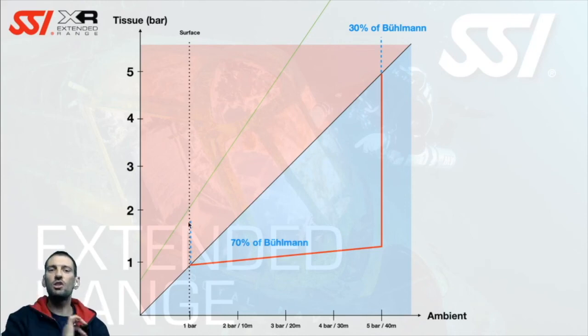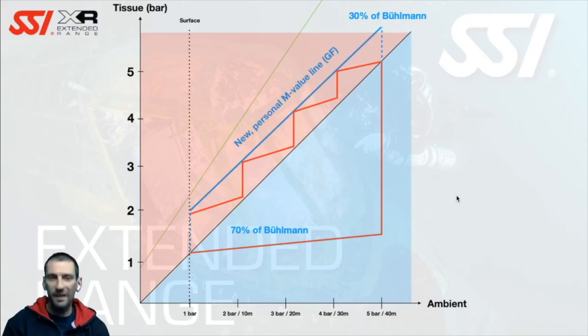And when I hit the surface, my tissue can be supersaturated only to 70% of what Bühlmann tells me I can do. So I've created two points on my graph. And if I simply connect those two points, what I get is the new personal gradient factored M-value line. So it's exactly the same thing as the Bühlmann M-value line, just angled differently, because it's angled simply to achieve this goal: having much more conservatism at the bottom phase of the dive and less conservatism when we ascend.